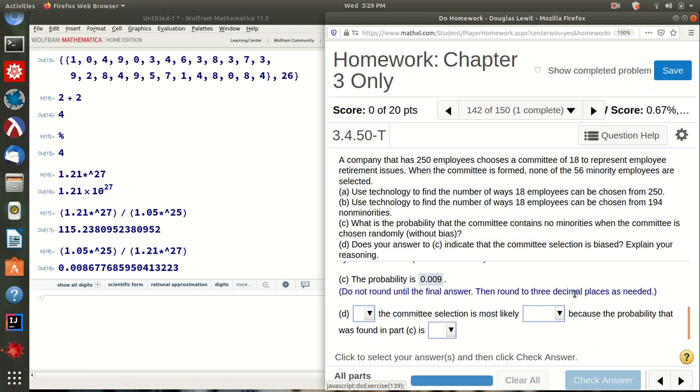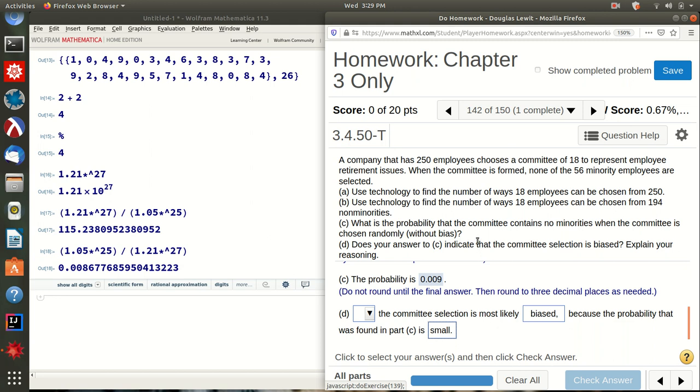Okay, for part D, now this probability, if we change it into a percent, is going to be 9/10 of 1%. That's very small. It's less than 1%. It's certainly less than 5%. So let's fill in the blanks here. The committee selection is most likely biased because the probability that was found in part C is very small. It's less than 5%.